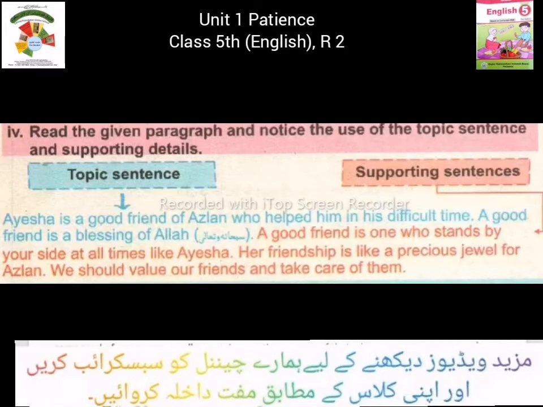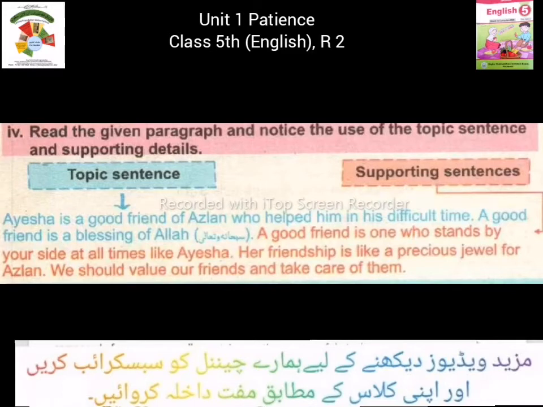So the topic sentence is highlighted with blue color and supporting sentence is highlighted with red color. Okay, Aisha is a good friend of Azlan who helped him in his difficult time. A good friend is a blessing of Allah. So it is a topic sentence.